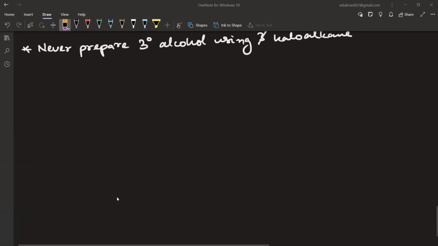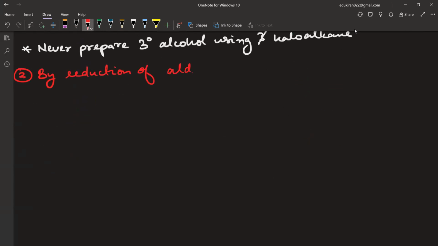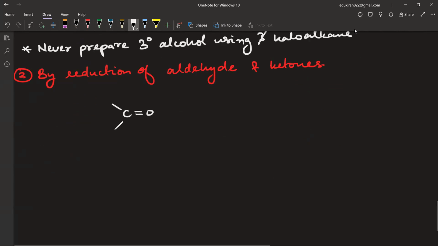Right, next. By reduction of aldehyde and ketones. Second one. So actually what is present in aldehyde and ketone? The important thing is we have carbon double bond O. It is very easy. We just have to break this pi bond and add a hydrogen on the oxygen atom and then add a hydrogen on the carbon atom.